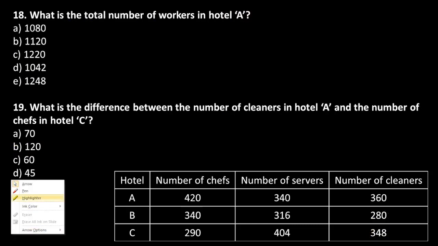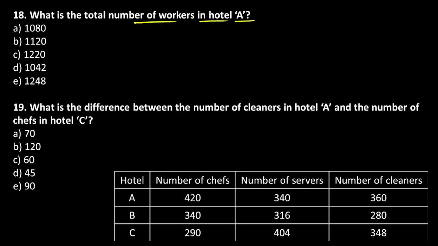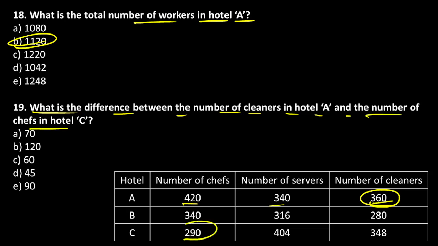Very good. Next one, what is the total number of workers in hotel A? Hotel A total number of workers: 400, 300, 700, 1100, 1120. Option B is the final answer. What is the difference between the number of cleaners in hotel A and the number of chefs in hotel C? 70 is the difference, correct.